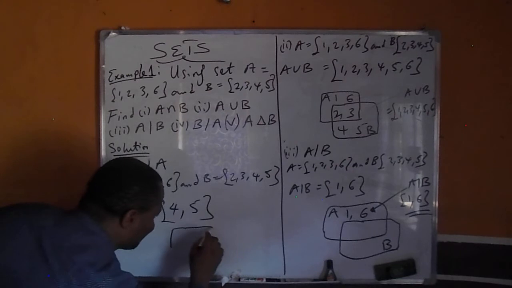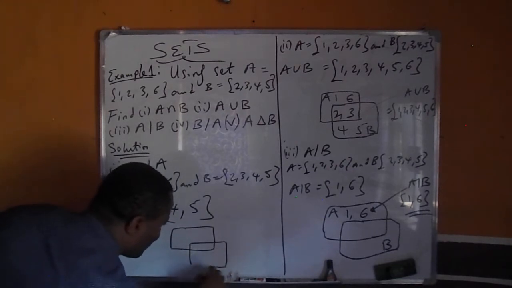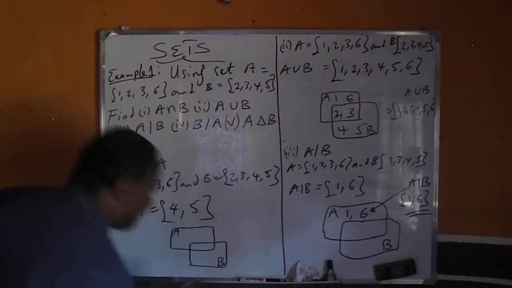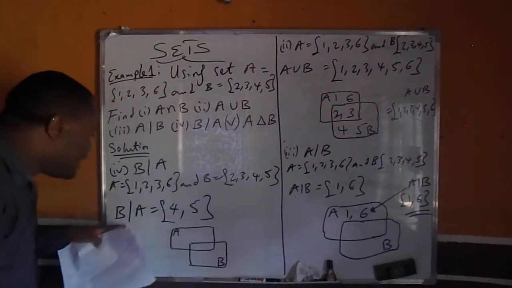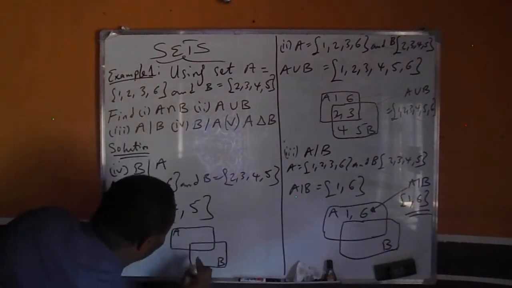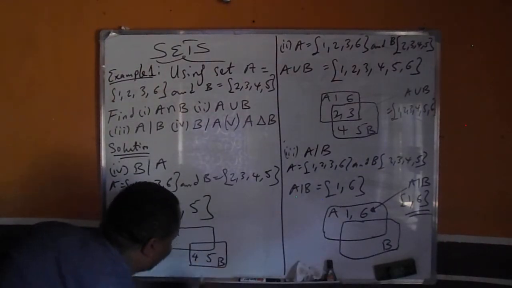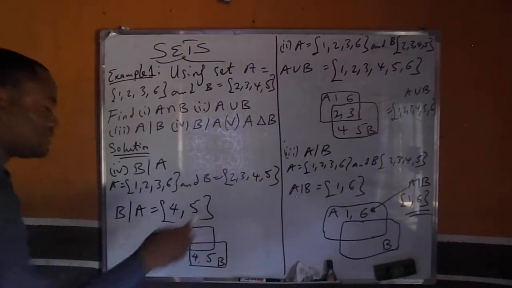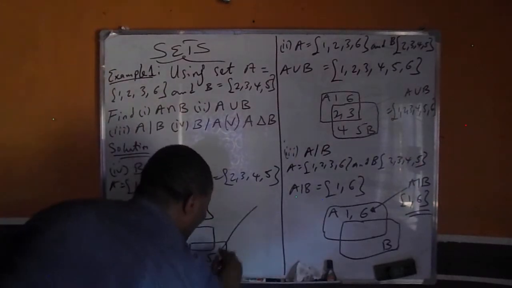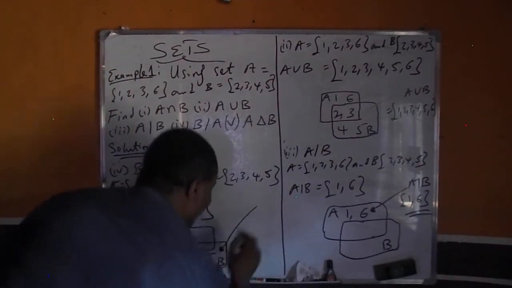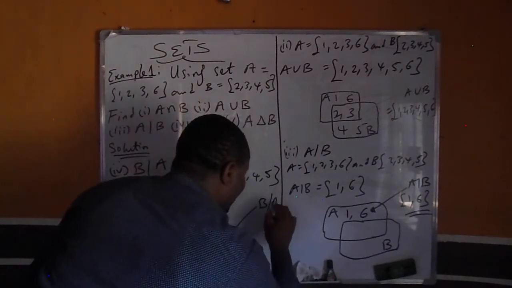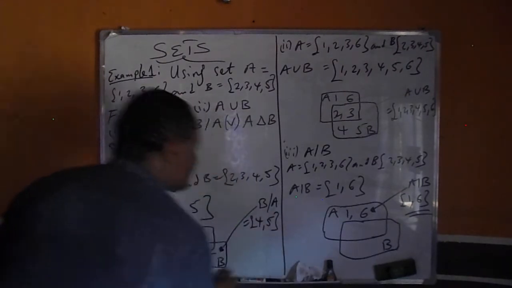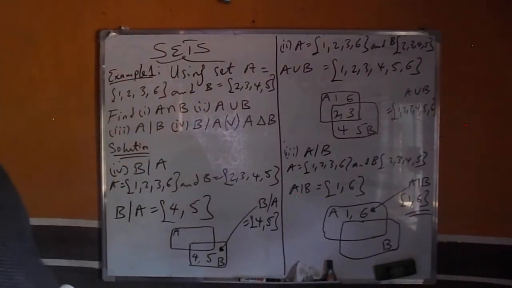Representing it on a Venn diagram, we have our Venn diagram like this, where we have A and we have B. Now, in B that is not in A, this is our B, so we have 4 and 5. This is 4 and this one is 5. So that means B not in A equals 4 and 5. So that is our answer for that. We move to Roman figure 5.